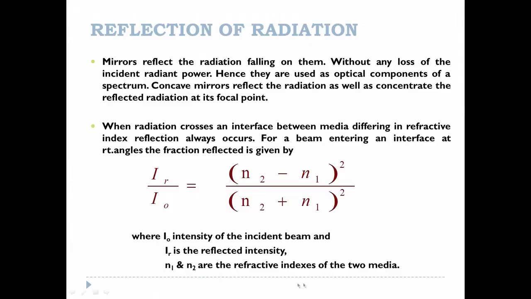Normally, we have air and glass as the two media. I can have water and air and so many other possibilities, but in most spectroscopic instruments, we have only air and glass or air and lens, etc. Glass is basically a transparent material on which a non-reflective coating is provided at the back. So, in such cases, the reflection is governed by this previous equation, IR by I0 equals (N2 minus N1) squared divided by (N2 plus N1) squared.